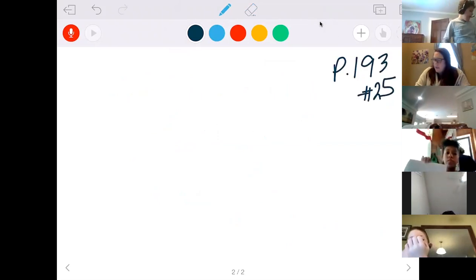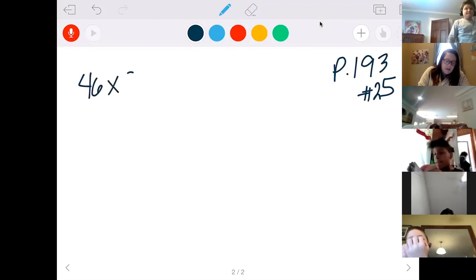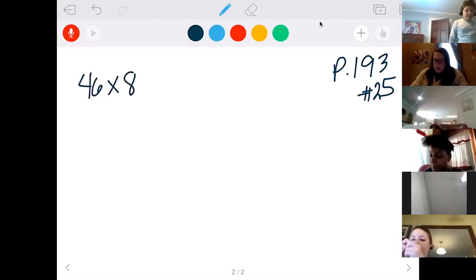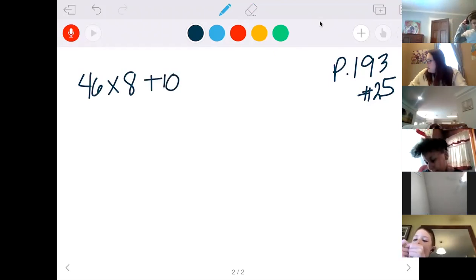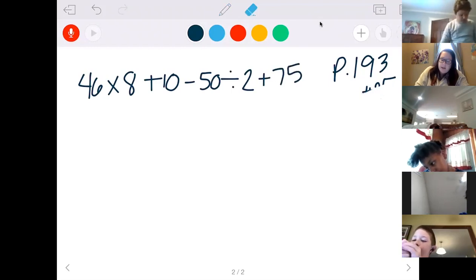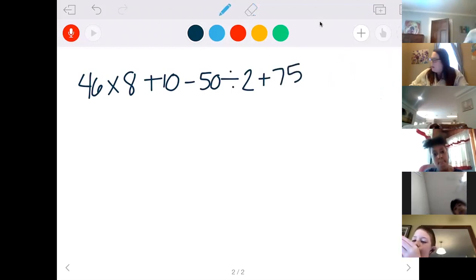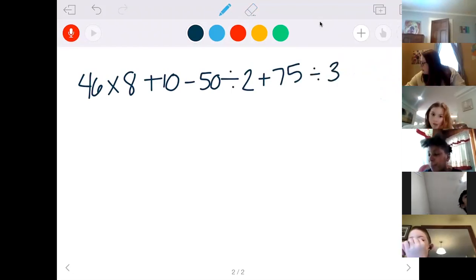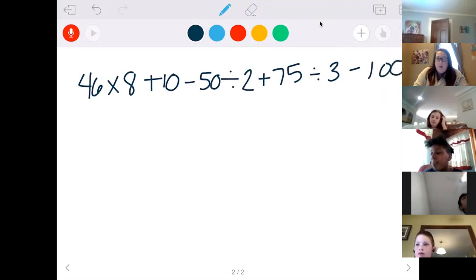So it's 46 times 8 plus 10 minus 50 divided by 2 plus 75. I'm going to have to erase this to fit it. Divided by 3 minus 100. Now, I would never give you one like this on a test. Okay, this one is a long one. This one is just one of those challenge ones. So we're going to see if we can do it.